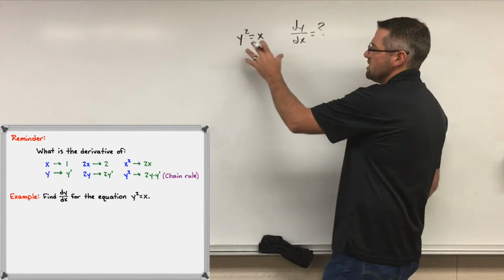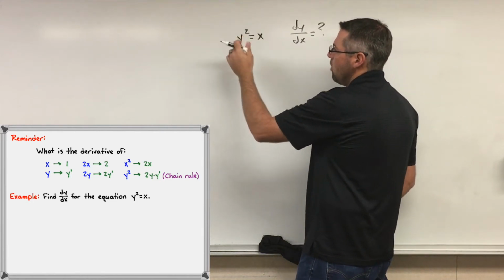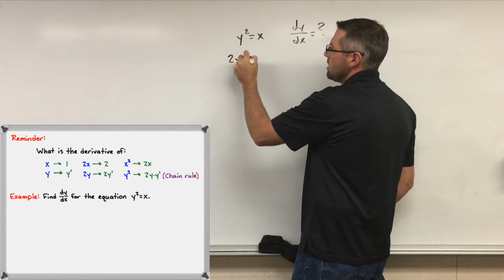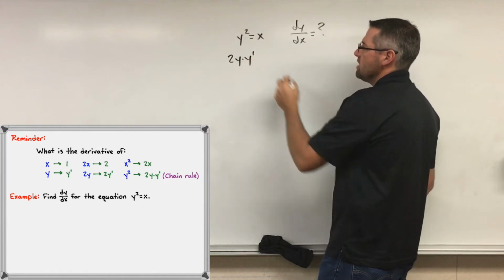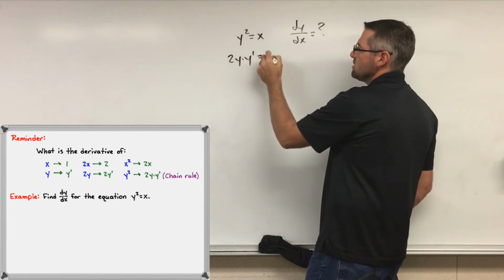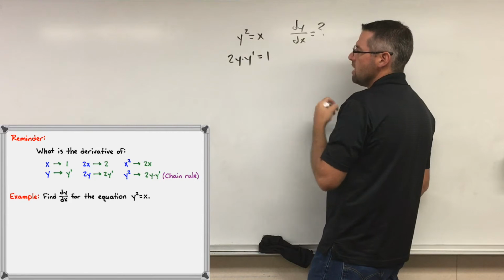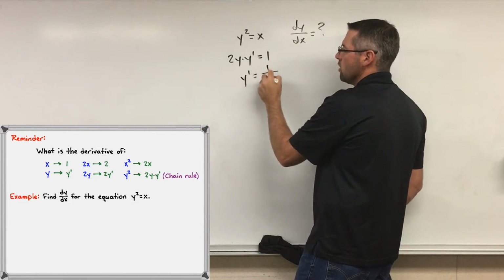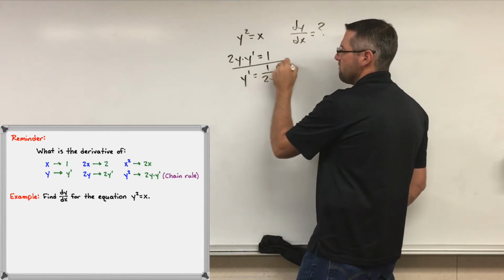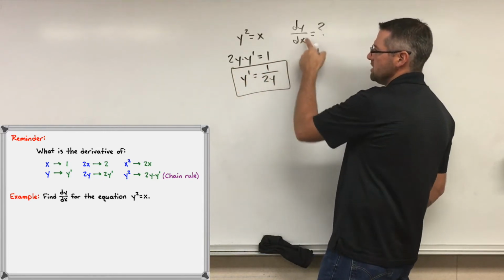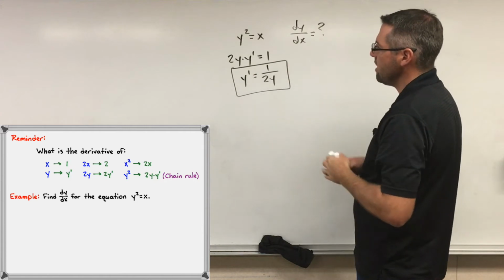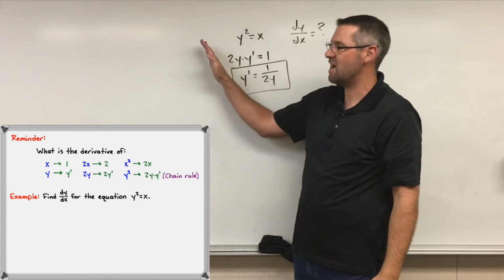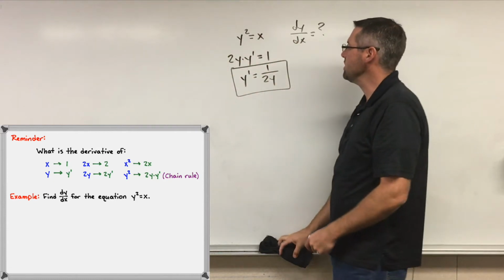So I want to take the derivative of this. What is the derivative of y squared? Well, that's 2y times y prime. And then what's the derivative of x? The derivative of x is 1. And so we can isolate y prime by saying y prime equals 1 over 2y. And so we have dy/dx, because remember, y prime just means dy/dx. So that's a great example. Derivatives follow the same algebraic rules as anything else. Whatever you do to one side, you have to do to the other.